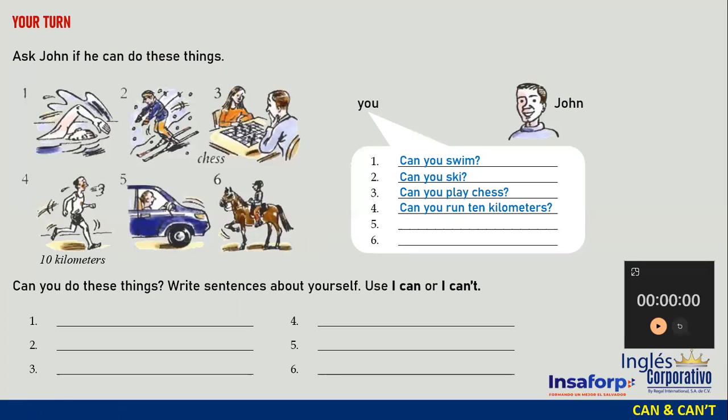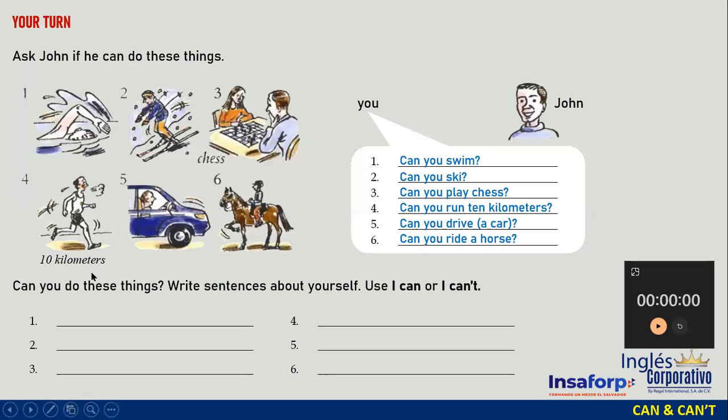Can you drive? Can you drive a car? Muy bien. Number six. Can you horse riding? Horse riding es la actividad, pero el verbo, ¿cómo nos quedaría? Sería ride. Ajá. Can you ride a horse? Muy bien.